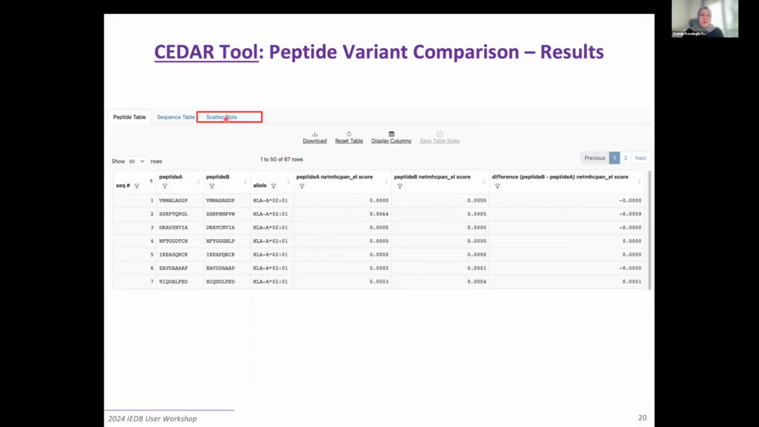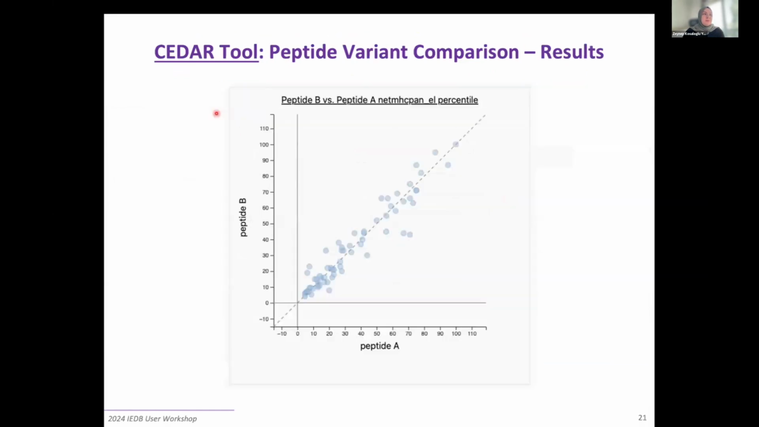So we also provide scatter plots here, when you click on this tab up here. Looking at this scatter plot, we can easily compare the prediction results for our peptide pairs, and then we can spot any outliers that might be of interest. For example, if the mutated peptides, and we have some examples here, bind much better than the wild-type peptide, those might be really interesting to use for immunotherapy.